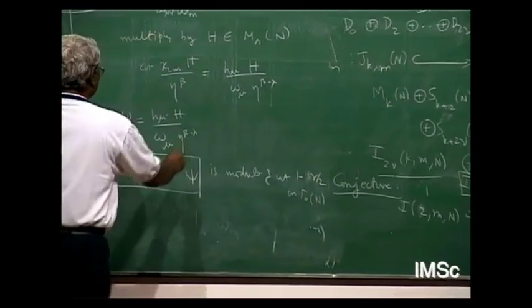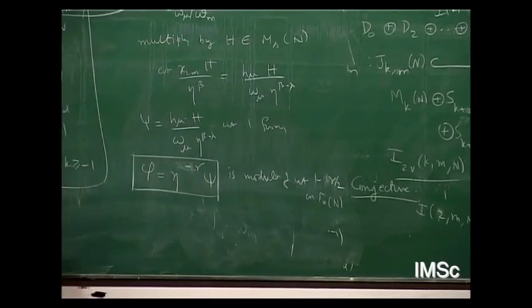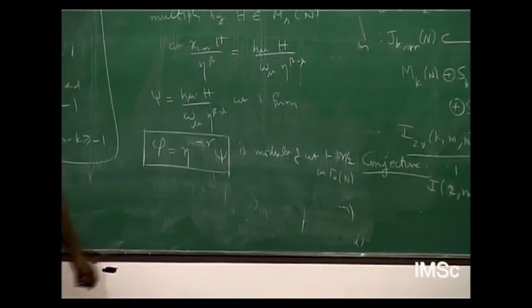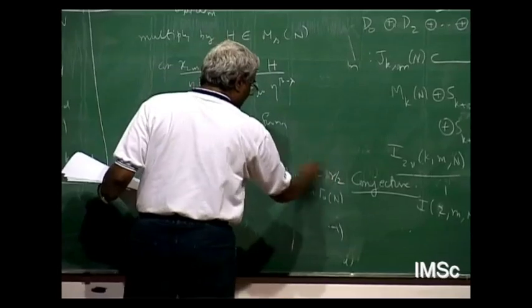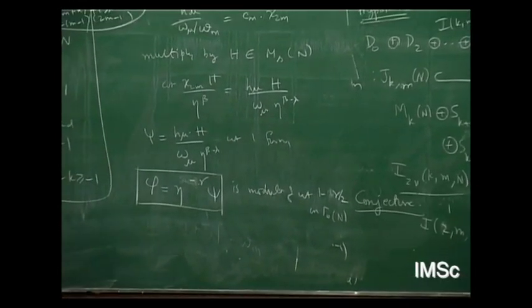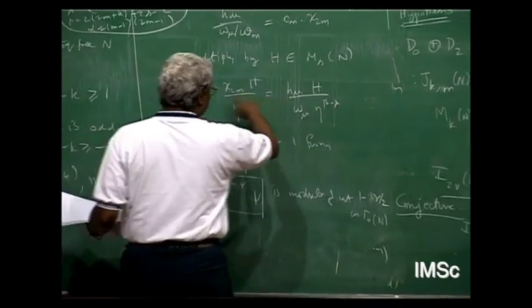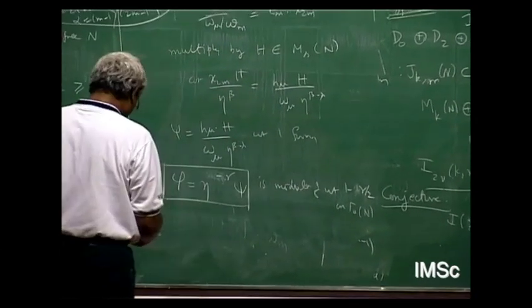So this is a weight 1 form, and then multiplying by eta power minus r gives you 1 minus r by 2. Therefore, whenever r is greater than 2, this will have a negative weight, therefore this phi will become 0. Therefore, when phi becomes 0, psi is 0, therefore your h2m will become 0. So that is the contradiction you will get.